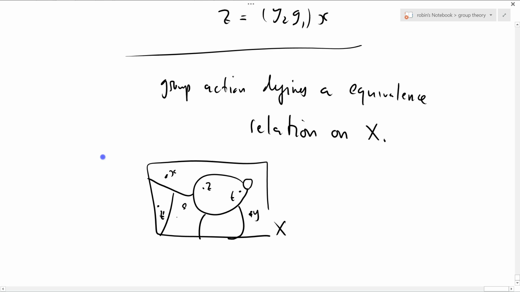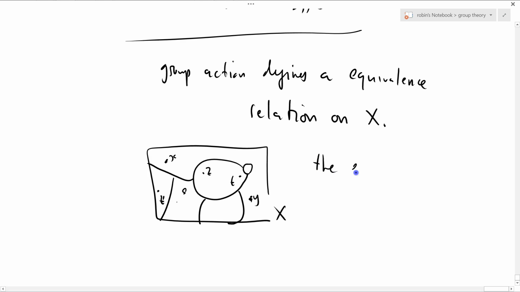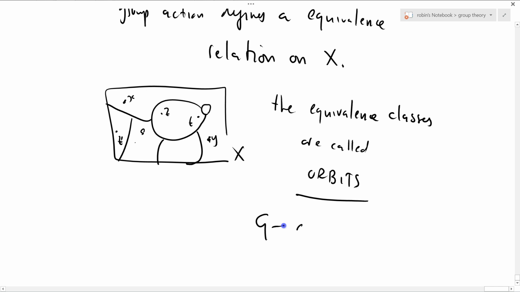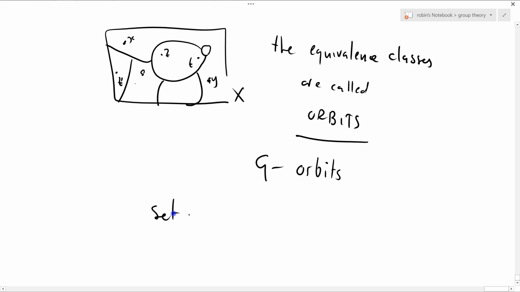Well, the equivalence classes themselves are called orbits. Or sometimes you call them G orbits, or orbits under the action, I guess. The G orbits are the partitions, or the equivalence sets, of your set X. And the set of orbits is written conventionally, though you see different notations for it, G backslash X.